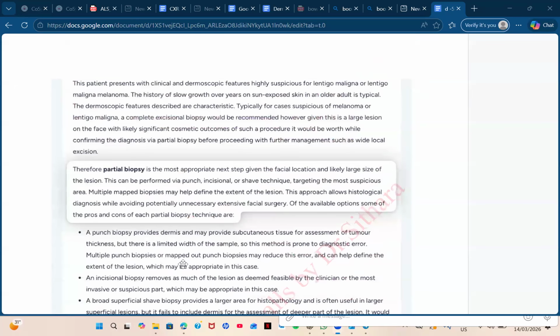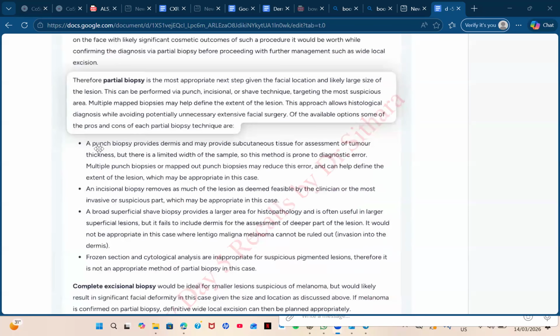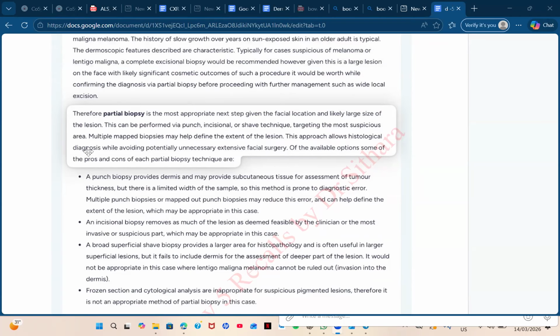Under partial biopsy, we have different types: punch biopsies, incisional biopsies, shave biopsies, and frozen section biopsies, right? In this case, it's better to do partial biopsies. Why? Because of the facial location and the likely large size of the lesion, this can be performed via punch, incisional, or shave technique targeting the most suspicious area. Multiple map biopsies may help to define the extent of the lesion. The approach allows histological diagnosis.